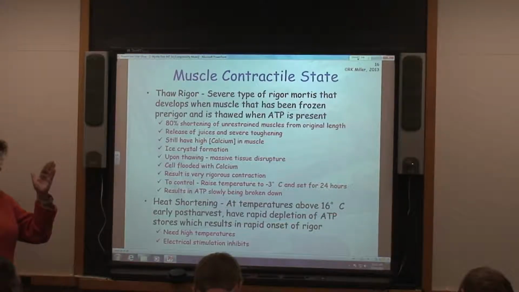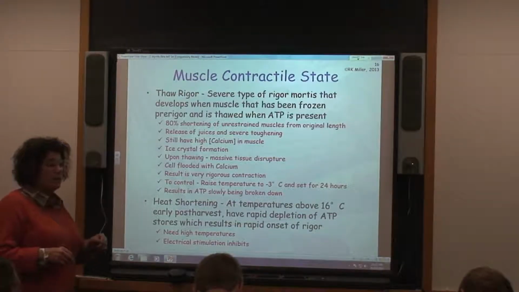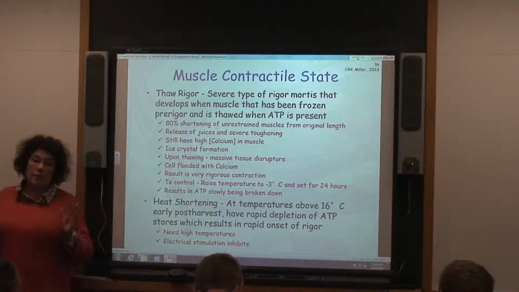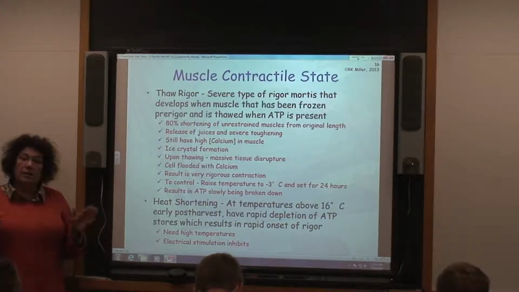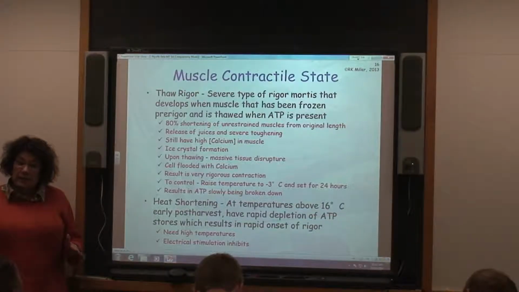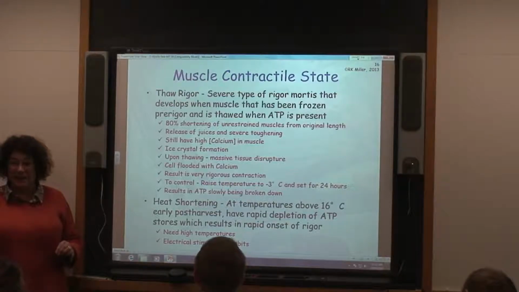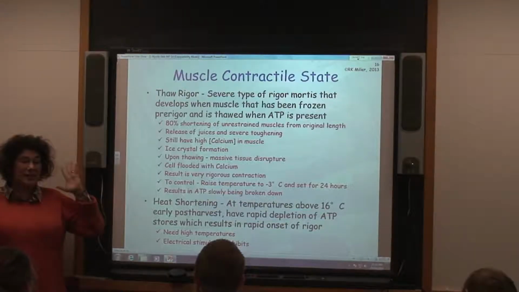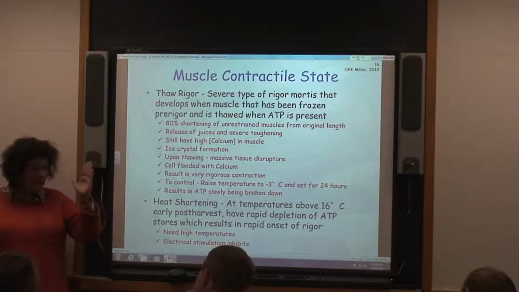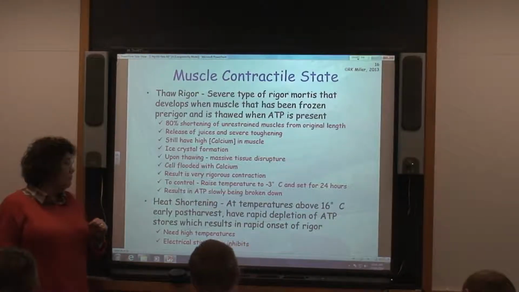And I drew on the board, I talked about the differences in sarcomere length. 2.5 for a resting muscle. During rigor, we normally get down to 2.0. Cold shortening, 1.8. Thaw rigor, 1.5. So it shows you that the distance between the Z lines gets smaller and how much difference there is.